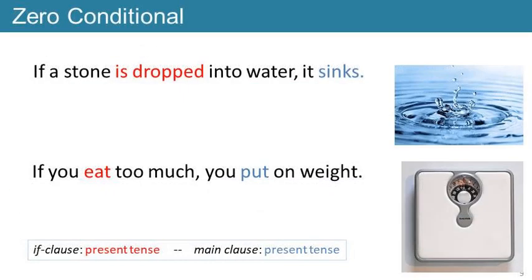The so-called zero conditional has the same tense in the if clause and in the main clause. Most commonly, this tense is the present tense, and such sentences are often used to talk about natural phenomena or general truths. For example, if a stone is dropped into water, it sinks. And if you eat too much, you put on weight.